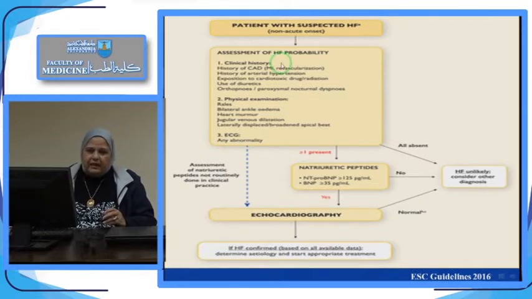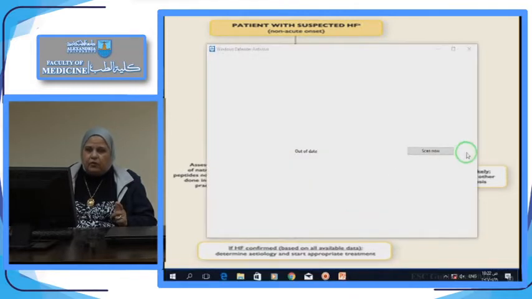So the main lines of diagnosis of heart failure: number one, by the clinical presentation, the patient's signs and symptoms. Number two, by echocardiography, and ECG is sometimes not effective.